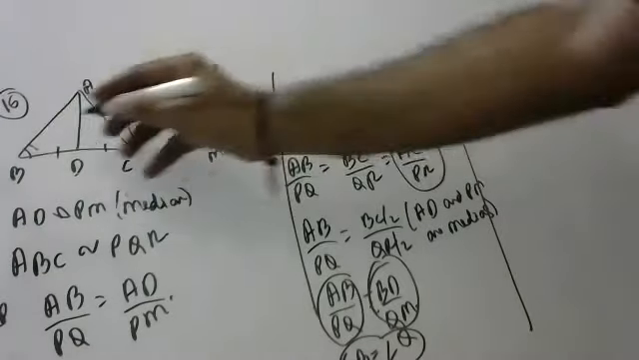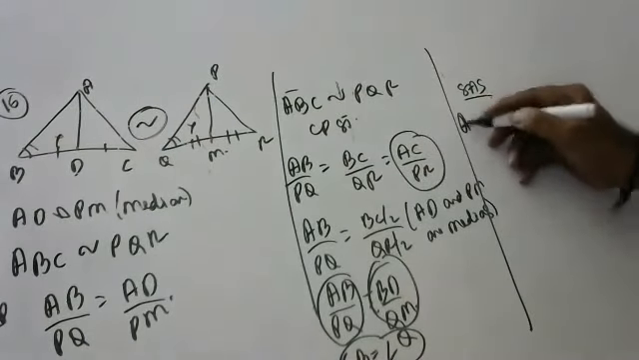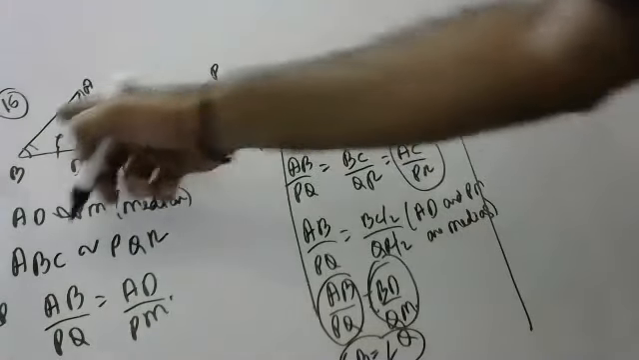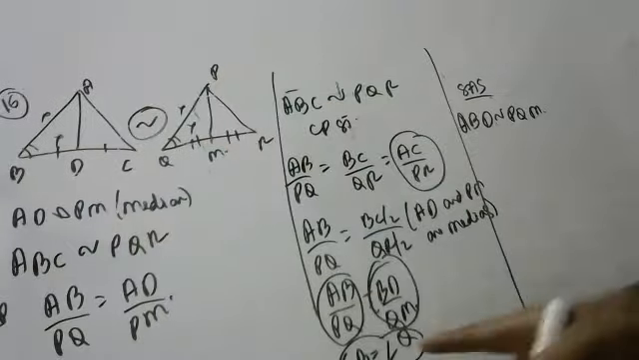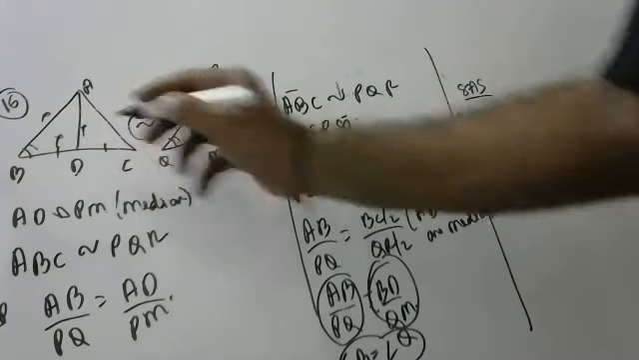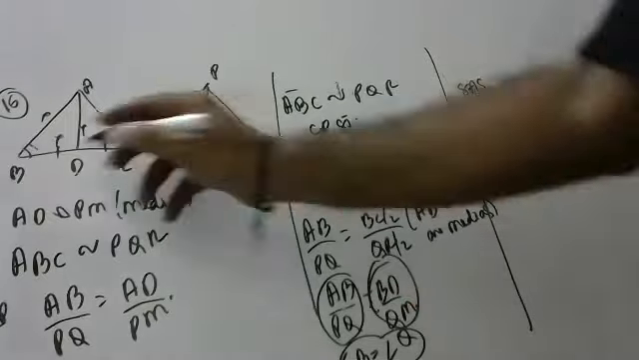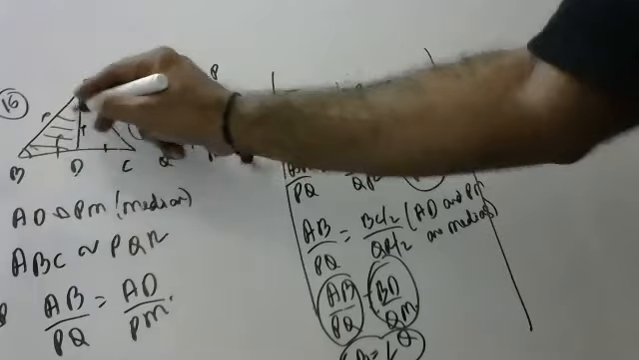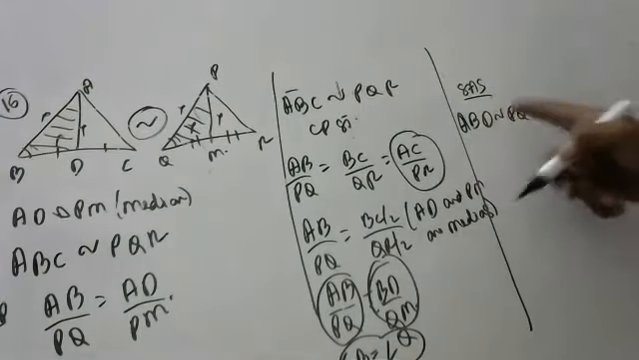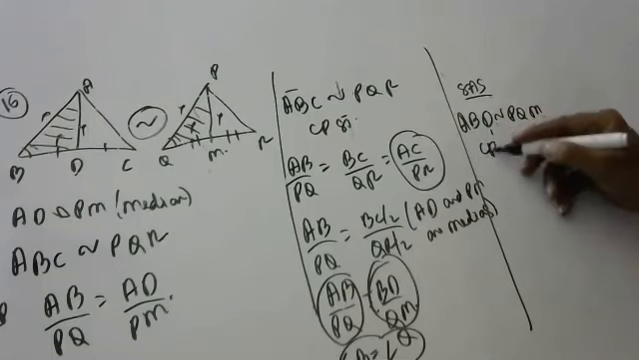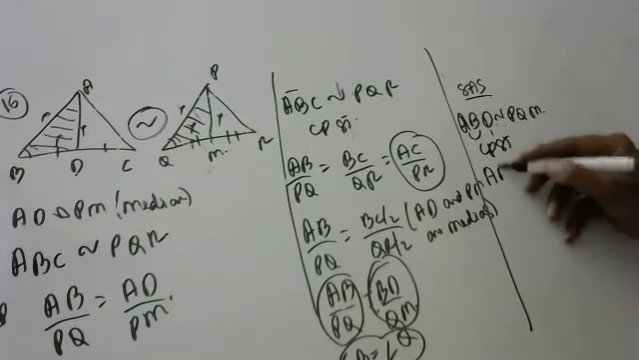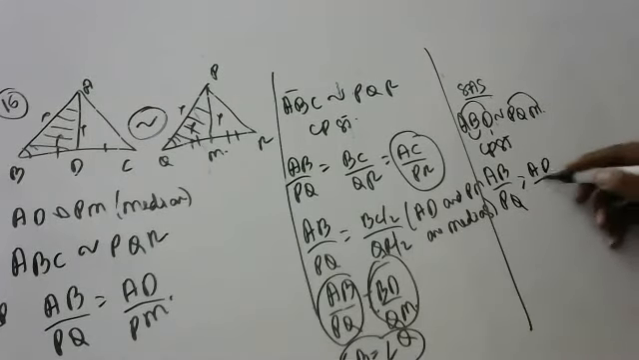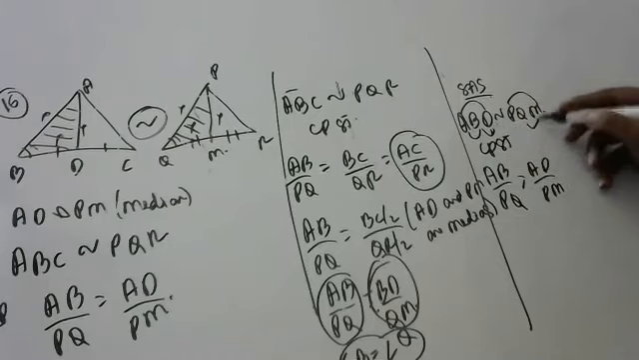Which two triangles are similar? ABD is similar to PQM. The small triangles are similar. This we got: BD by QM we wrote, and angle B is equal to angle Q. So these two small triangles are similar. Since the two small triangles are similar, can anyone help me with CPST? AB by PQ is equal to BD by QM is equal to AD by PM. But this much is enough.